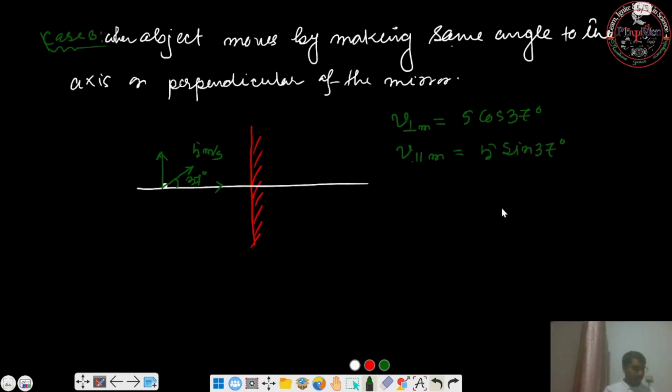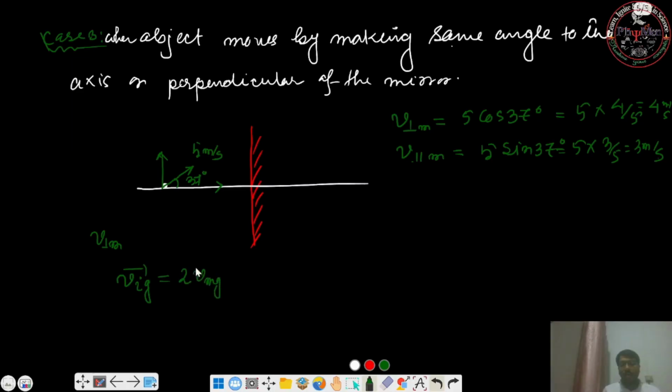Okay, 5 cos 37 degrees, cos 37 degrees is 4 by 5, so it is 5 into 4 by 5. So this will give you 4 meters per second. Okay, 4 meters per second. Now 5 sin 37, sin 37 is 3 by 5, so it is 3 meters per second. Okay. So for the component of velocity perpendicular to the mirror, we will use this formula: velocity of the image with respect to ground is equal to 2 times the velocity of the mirror with respect to ground minus velocity of object with respect to ground.